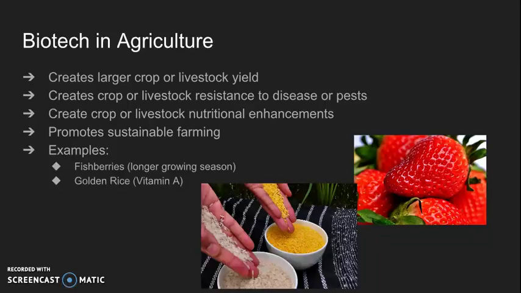Another example would be rice, or golden rice. I have a picture of regular white rice compared to that of golden rice. Golden rice is designed to contain vitamin A so that people that would eat the golden rice would be able to get sufficient amounts of vitamin A, which is important for eye development and eye function.